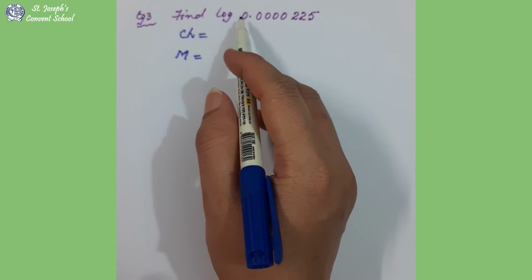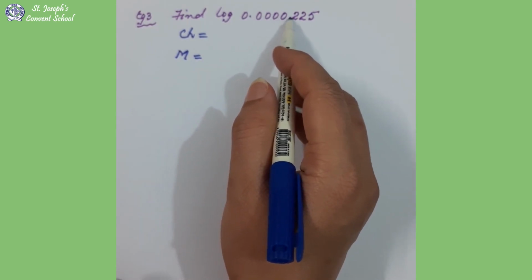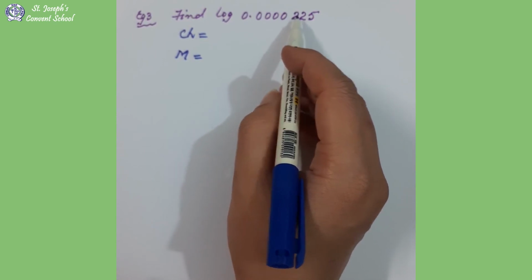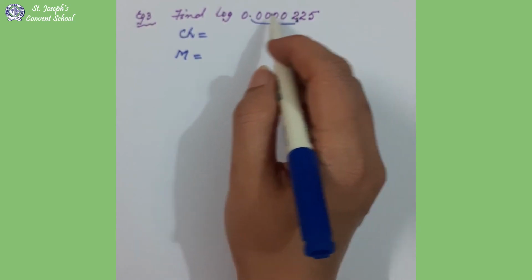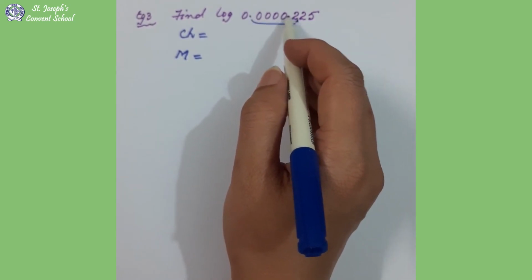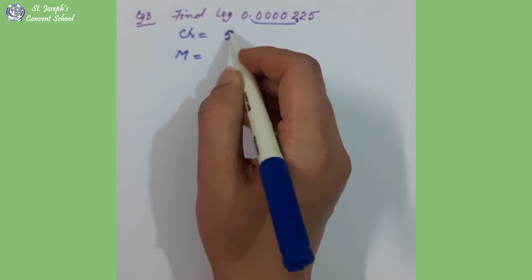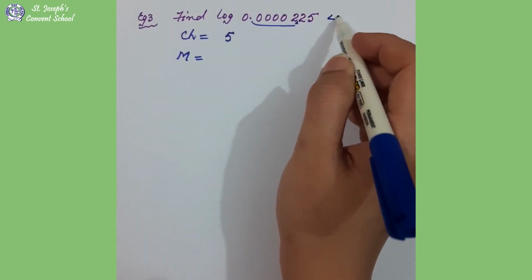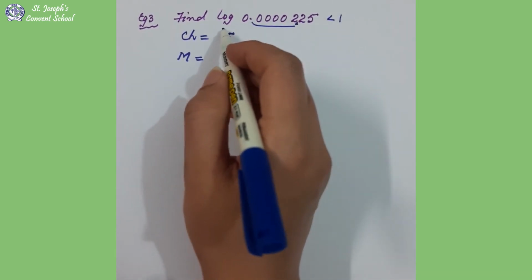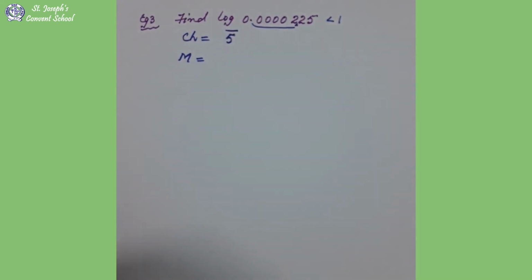Now in this question you can see the first non-zero digit. This is 0 0 0, so the first non-zero is 2, so we will shift the decimal after this 2. How many places are we shifting? 1 2 3 4 5, 5 places, and you can see that we are moving towards the right side, or you can say that the number is less than 1, so it means that it is a negative characteristic, so we'll write bar on it. Only this is the difference, we will write bar on it.